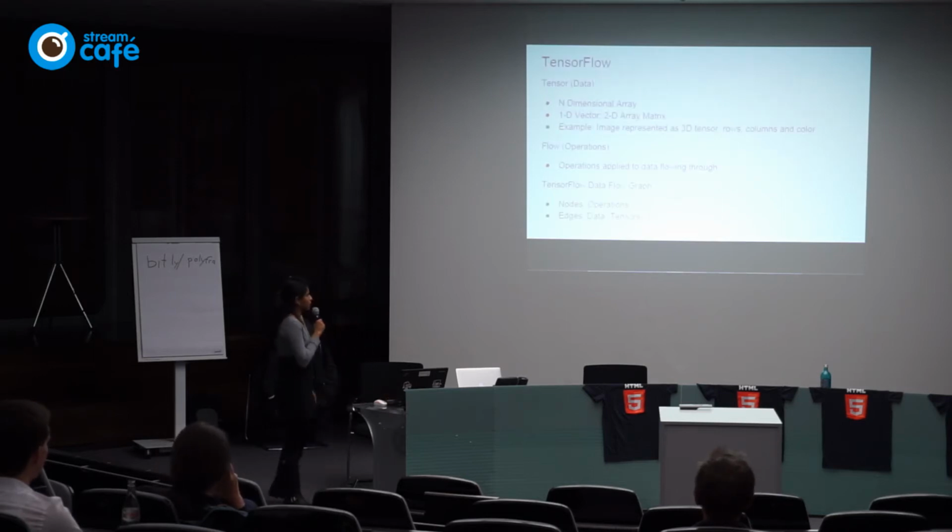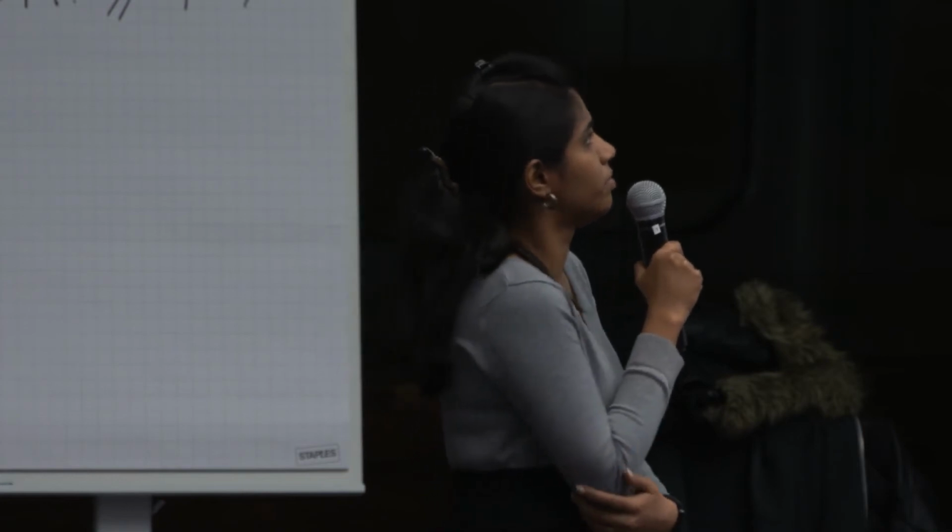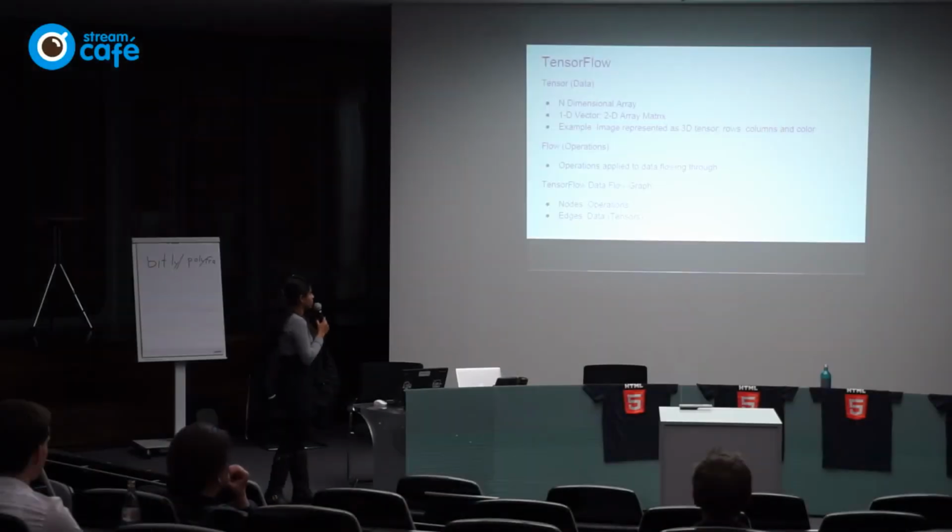So what's a tensor? A tensor is an n-dimensional array. For example, if it's one-dimensional, it's a vector, or a 2D matrix. In our case, we can represent an image as a 3D tensor, with the row and column specifying the pixel, whether there is a pixel on that particular point, and the third dimension could be the color as well. We will also be looking into how this is represented in the next few slides.